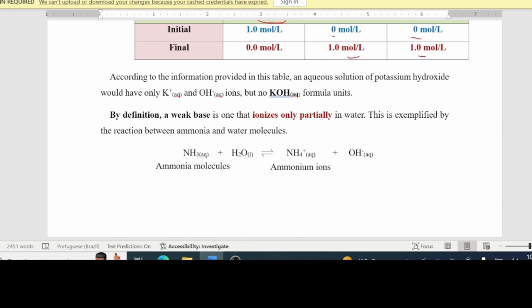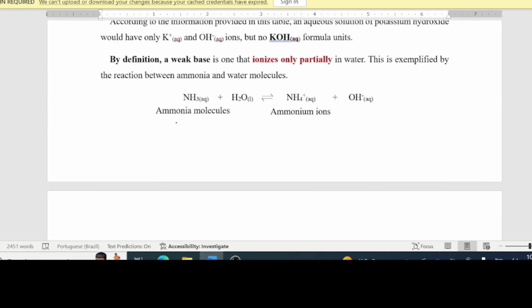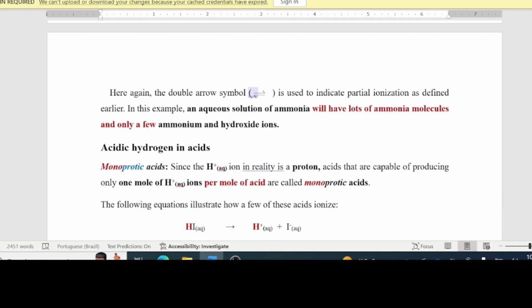There are others which only partially ionize, like ammonia, for example. We react with water, give ammonium ions and OH ions there. Again, you're seeing this here, indicating to you partial ionization.